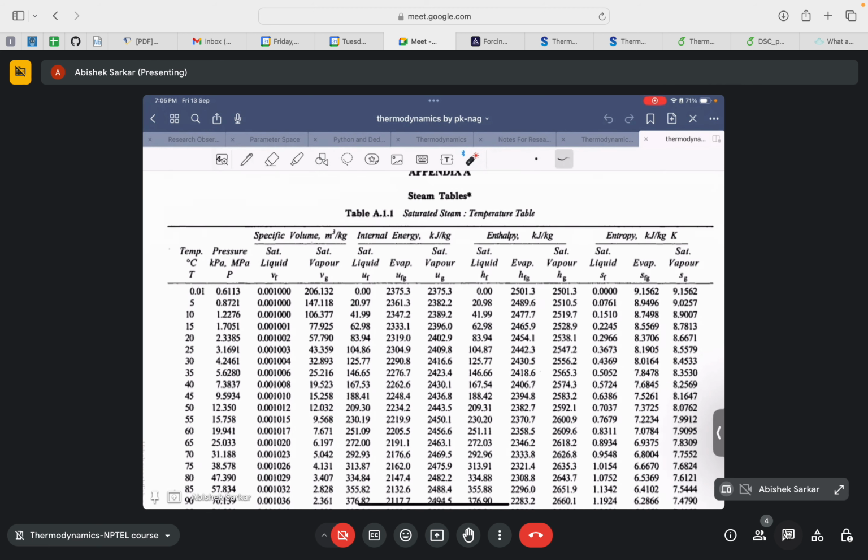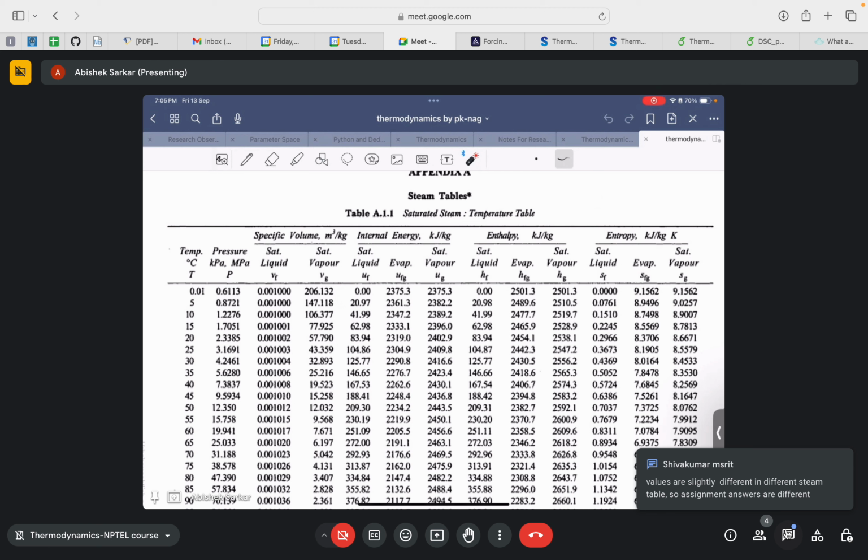You can note it down. At T equal to 0.01 degrees Celsius, the volume of the saturated vapor is 206.132. Similarly, at 5 degrees Celsius, the volume of the saturated vapor is 147.118. So we observe that the volume of the vapor decreases with the increase in saturation temperature. We saw from the diagram that as temperature increases, the volume of the saturated vapor keeps decreasing.